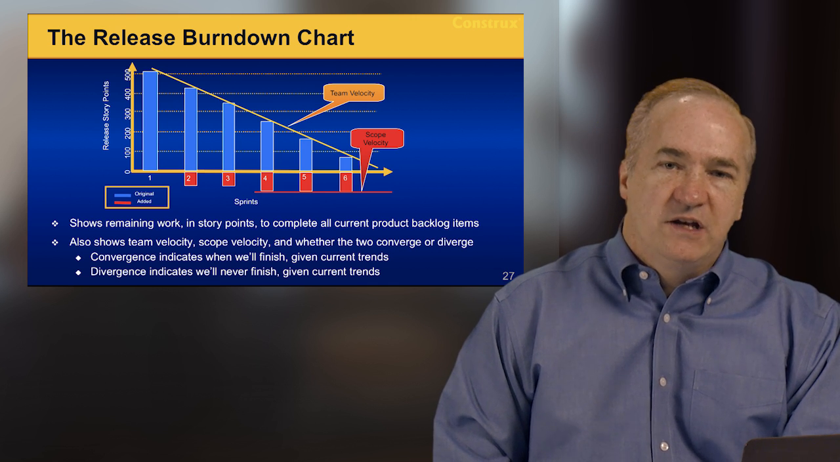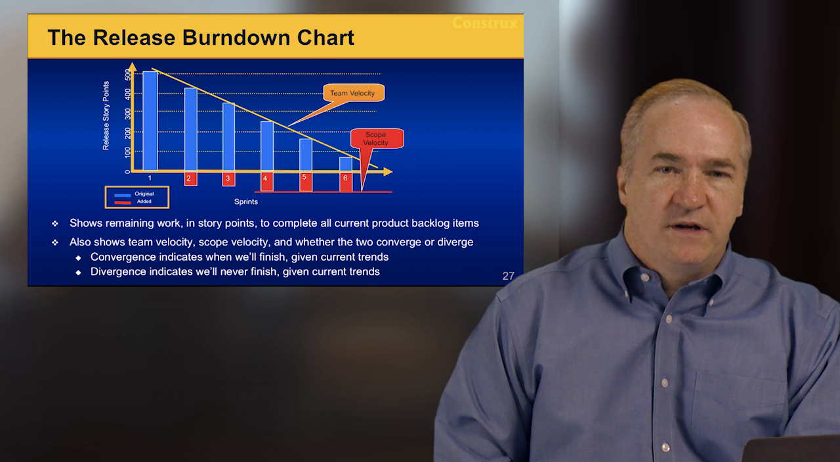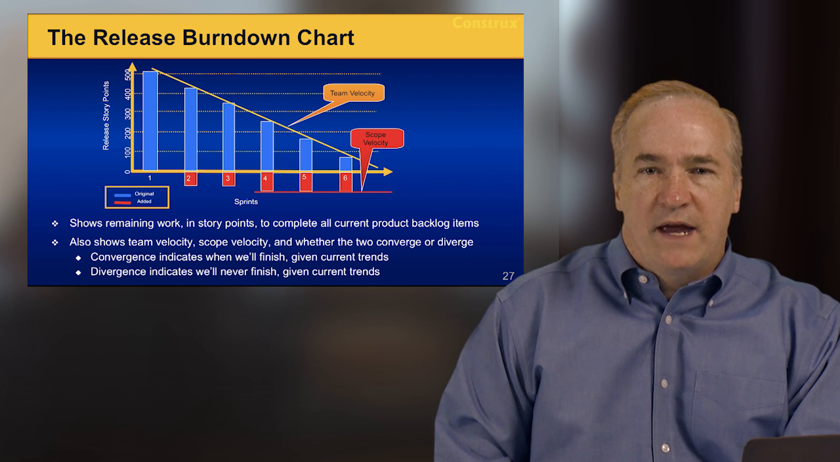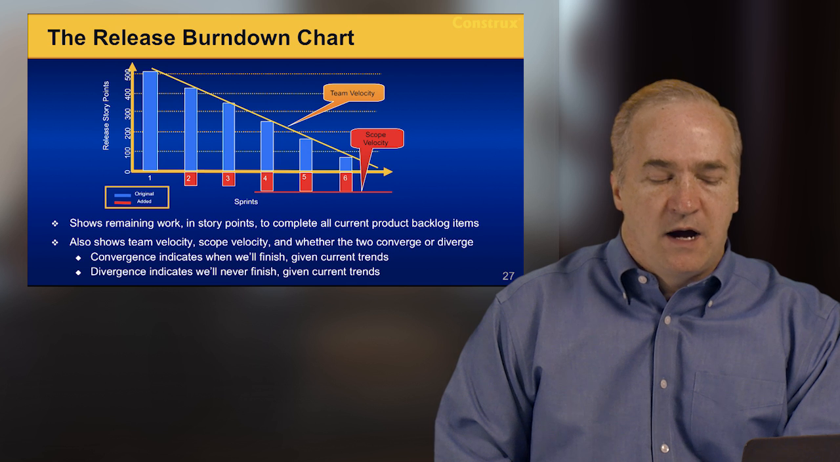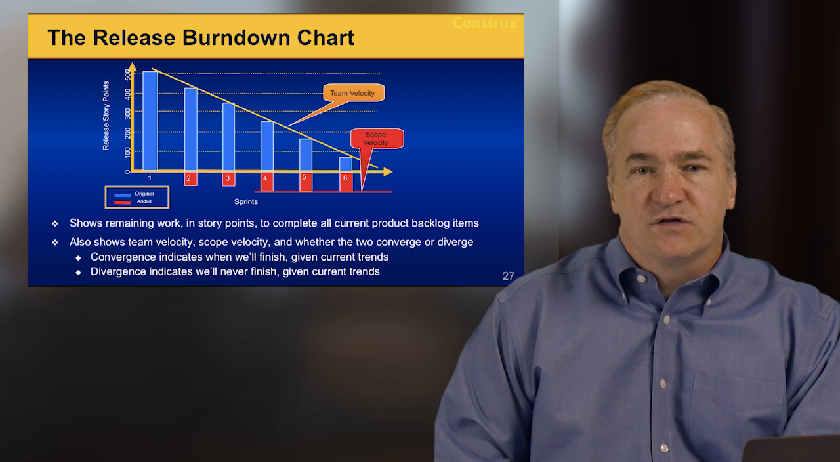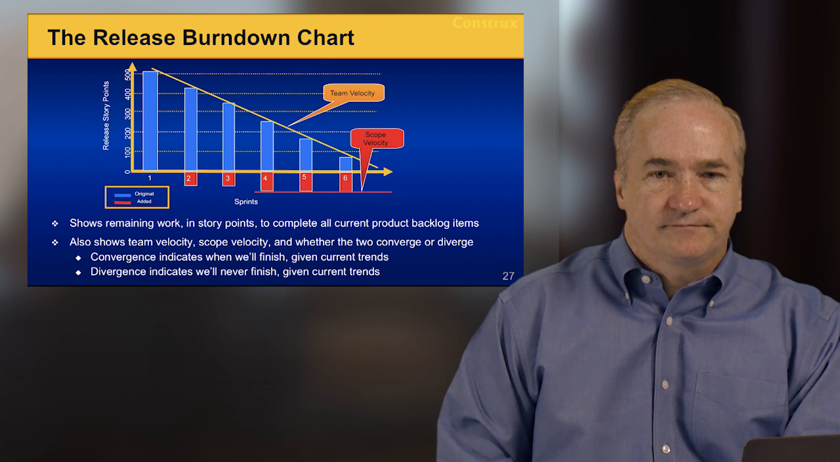So we call the change in scope, the difference between the scope that was implemented during a sprint, we call that team velocity, or the rate at which the team can implement scope over time. And we would express that in terms of story points per sprint.